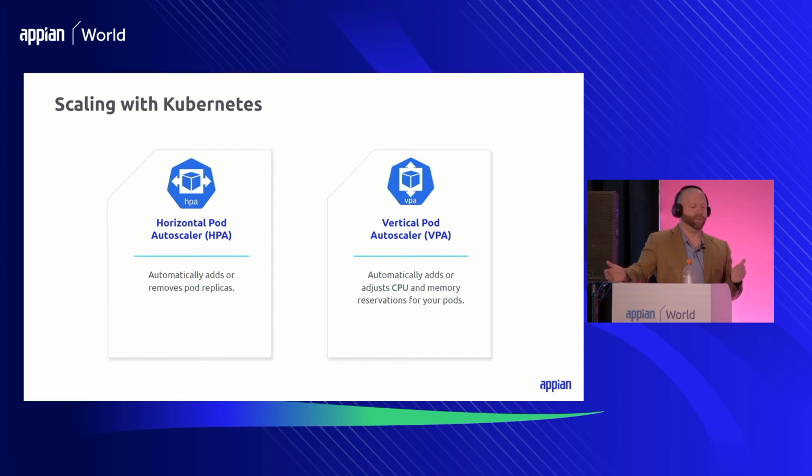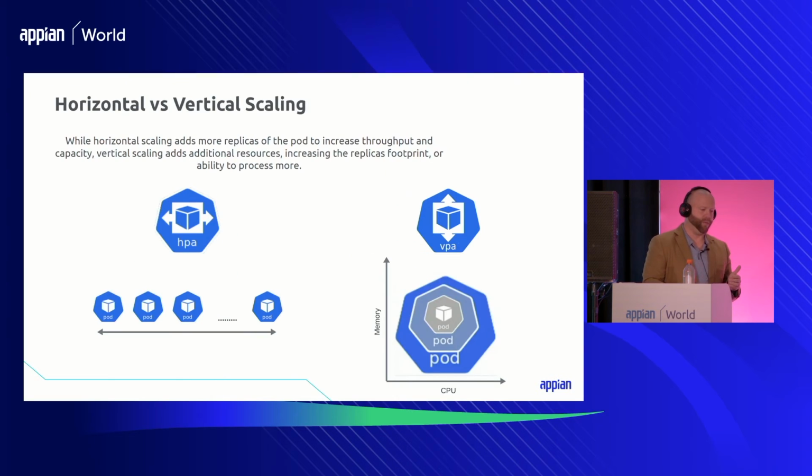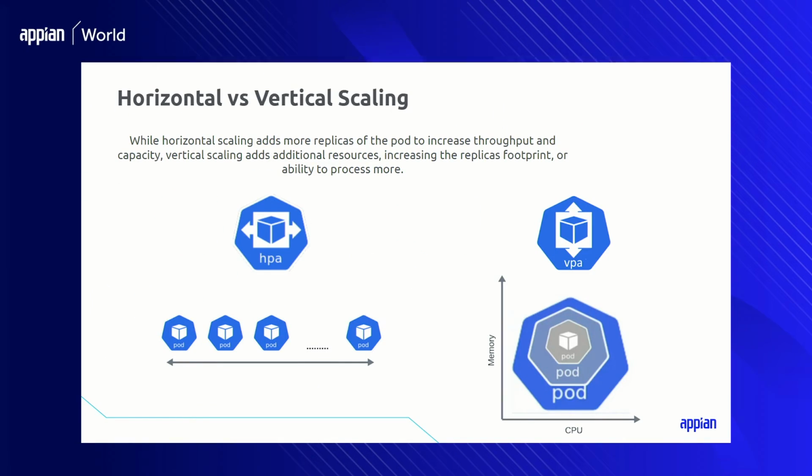So we have horizontal pod auto scaling, which basically just means adding on additional pods or replicas of that service which you need to use. And then we have vertical pod auto scaling, which basically is just expanding the amount of resources that that pod has. So if we look at the next graphic here, we can see sort of visually what that means.